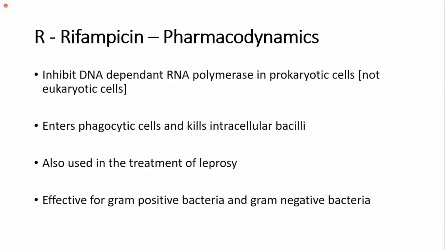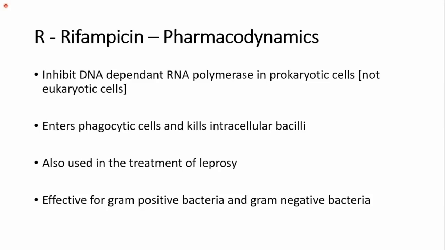So going to the second one, which is rifampicin. The mechanism of action is different. It's going to inhibit the DNA-dependent RNA polymerase in the prokaryotic cells, which is the bacteria, but it will not affect the eukaryotes like human beings. And rifampicin will enter the phagocytes, and they can kill the intracellular bacilli as well.